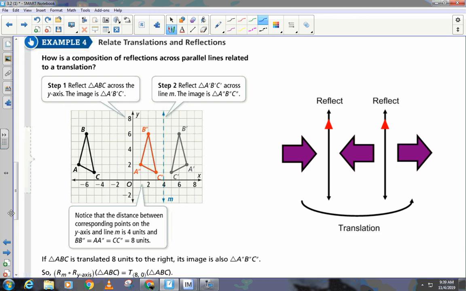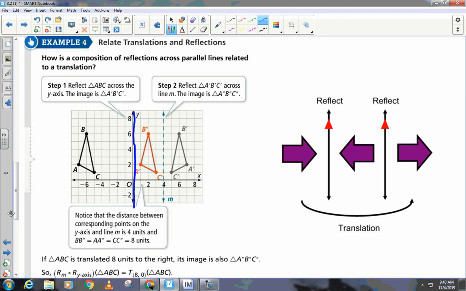Let's look at what happens when you have two reflections over a pair of parallel lines. How is the composition of reflections across parallel lines related to a translation? So step 1, we're going to reflect triangle ABC across the y-axis. So here is a reflection across the y-axis. Look at ABC and then see how it reflects and comes over here. We've got A prime, B prime, C prime, right? Reflected. You see that?